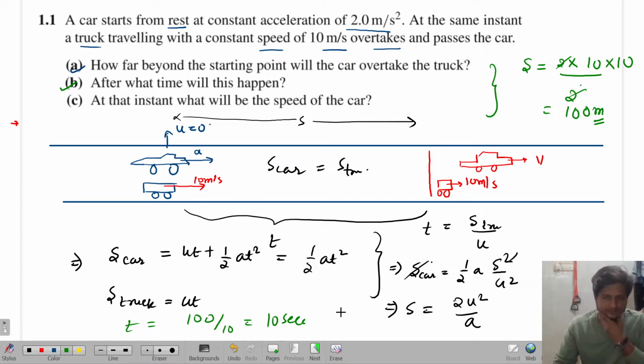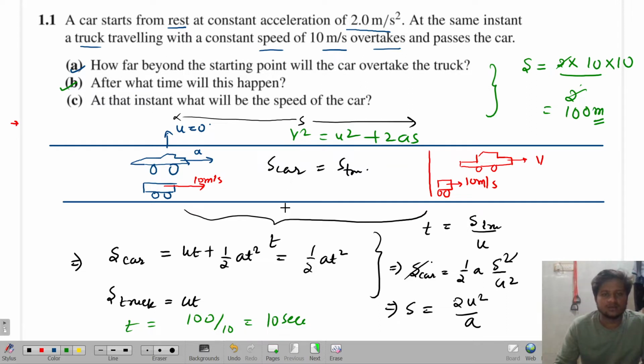Got it or not? Now it is asking, at that instant, what will be the speed of the car? Now you can calculate it: v square is equal to u square plus 2as. Initial velocity was 0, acceleration you know, and displacement you also know. So you know the final velocity, yes or no?